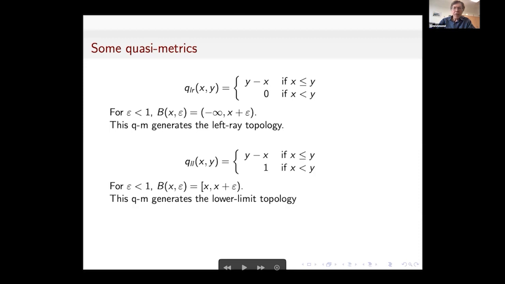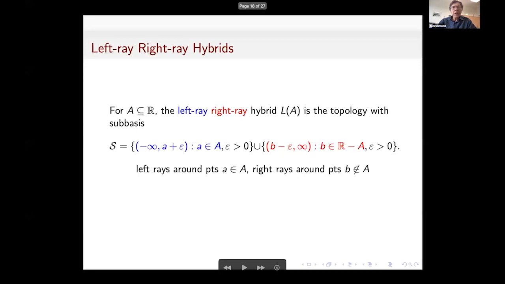Or you could have the usual distances to the right, and everything to the left is 1 away, and 1 is considered to be a large distance away. So you get the usual distances to the right, and nothing to the left is close. So this generates that lower limit topology, like the bags of potatoes topology. Well, here's another hybrid topology.